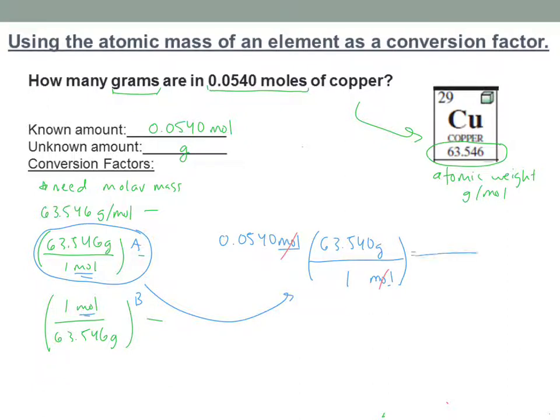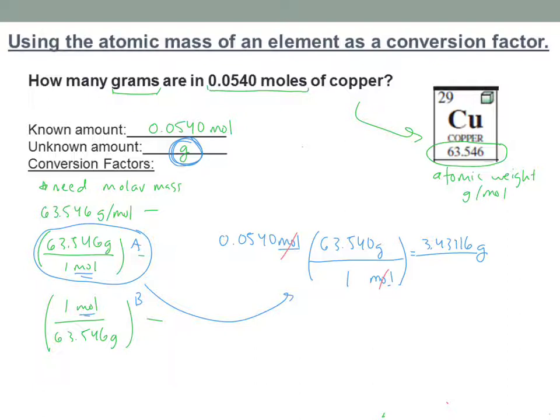Right now my unit is in grams, which is exactly the unit I was looking for. I was trying to convert into grams. So I'm done. That's really all the work I need to do. I've set this up correctly. At this point, you pull out your calculator and literally type 0.0540 times 63.540. Remember that you multiply everything in the numerator and divide by all the things in the denominator. When I plug that into my calculator, I get 3.43116.